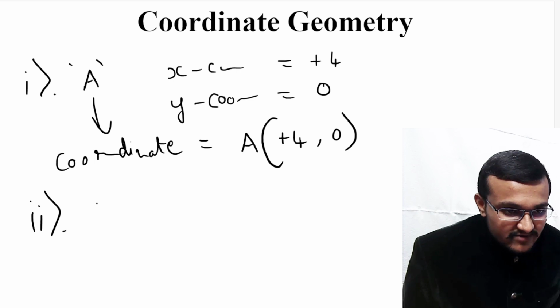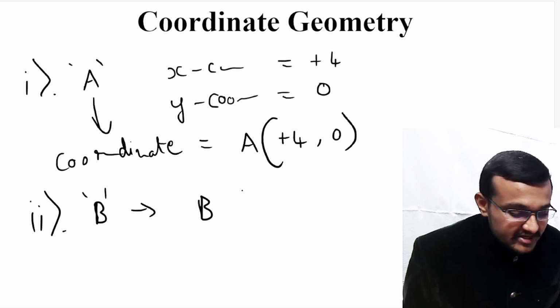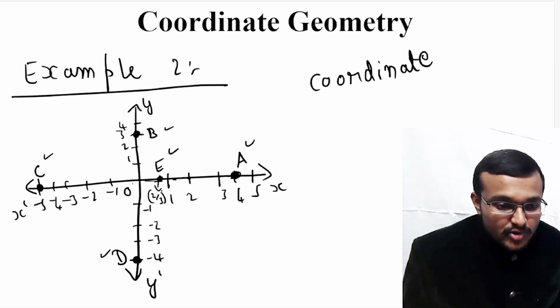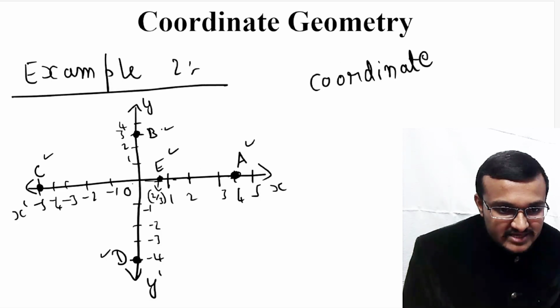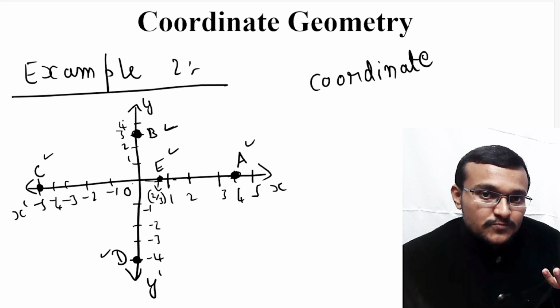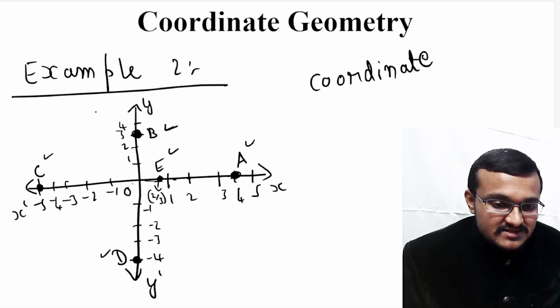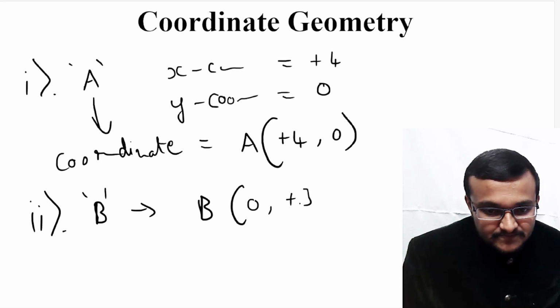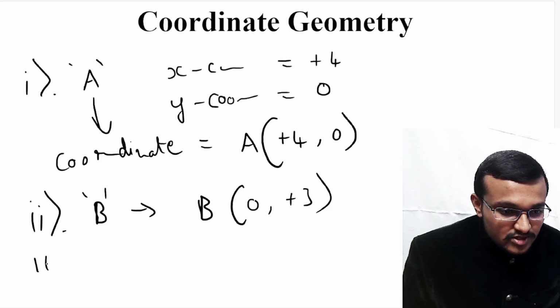Similarly, in the second one you have B. For B, you can clearly see that B is on the y axis at this particular position. So the x coordinate will be 0 and the y coordinate will be plus 3. So 0 comma plus 3. So this is the B coordinate.